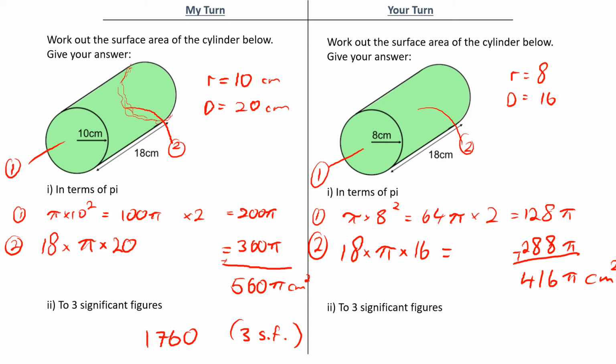Okay, so again for part 2, for three significant figures, all you need to do, press SD, 416 pi, SD. So to three significant figures we get 1310 centimeters squared.